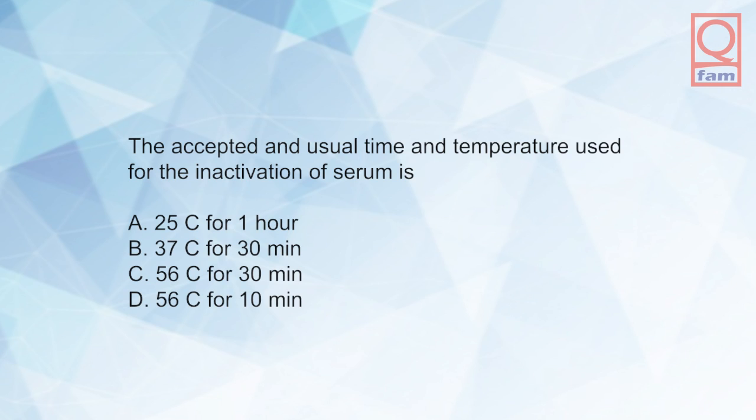The accepted and usual time and temperature used for the inactivation of serum is? A. 25 degrees Celsius for 1 hour. B. 37 degrees Celsius for 30 minutes. C. 56 degrees Celsius for 30 minutes. D. 56 degrees Celsius for 10 minutes. The answer is C. 56 degrees Celsius for 30 minutes.